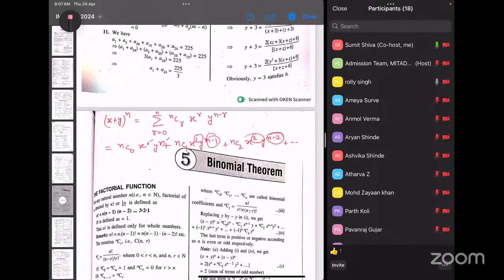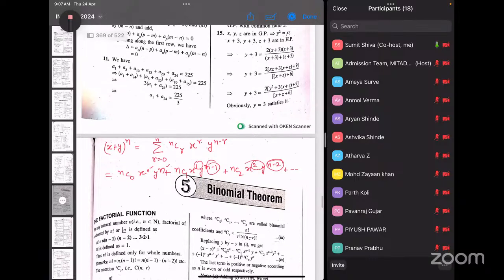The next important point in binomial expansion is that binomial coefficients are symmetric. In binomial expansion, we have nC0, nC1, nC2, and so on till nCn. These are known as binomial coefficients. nC0 is a binomial coefficient, nCn is also, nC2 is also. So these binomial coefficients are symmetric, which means they have the same value.